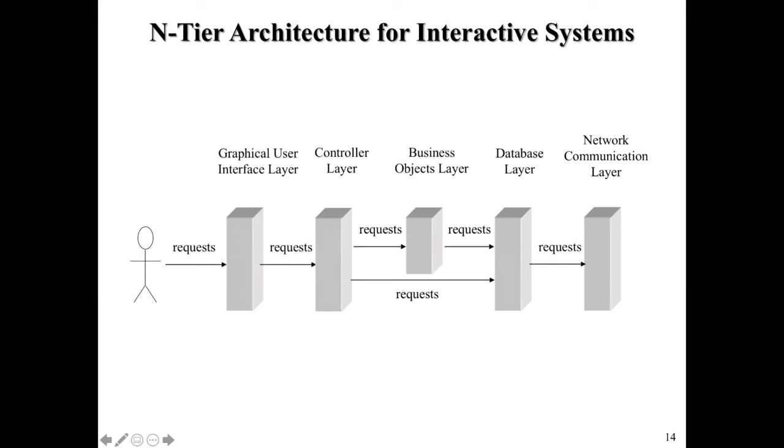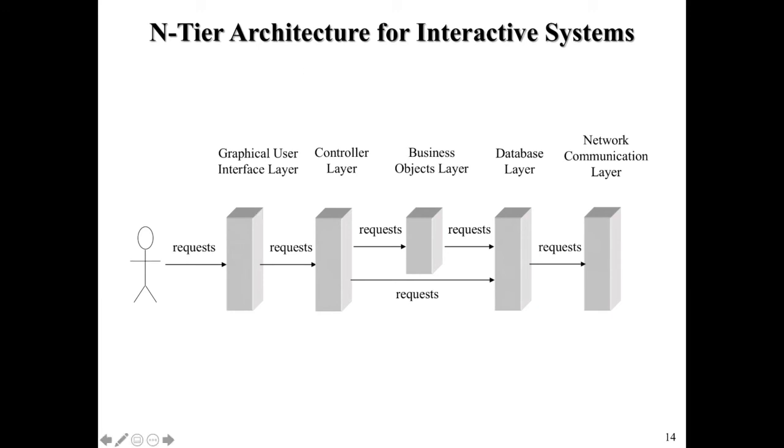For example, you have a user. The user sends a request. It passes through tier 1, which is your GUI tier. Then the request passes through tier 2, which is a controller layer. Then the request goes to the next tier, which is the business object layer, then the database layer, and then the network communication layer. So here you have 5 tiers or 5 layers. The better word is tier. Everybody understands what a tier is.